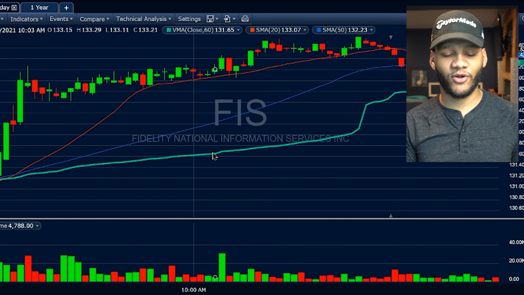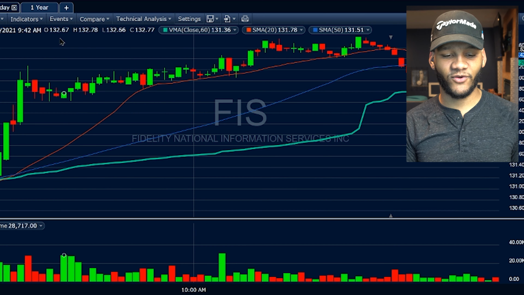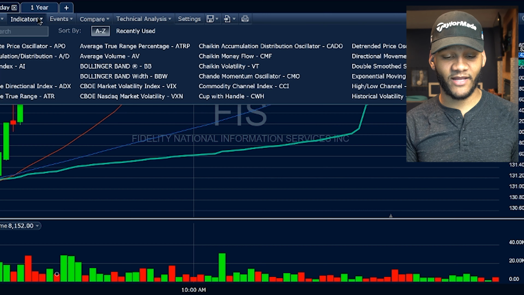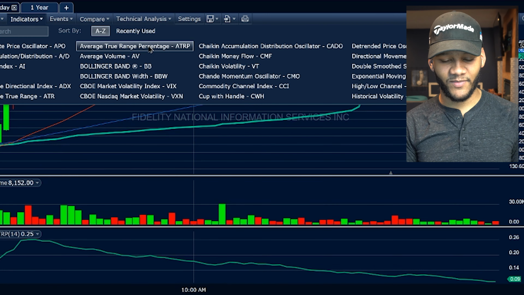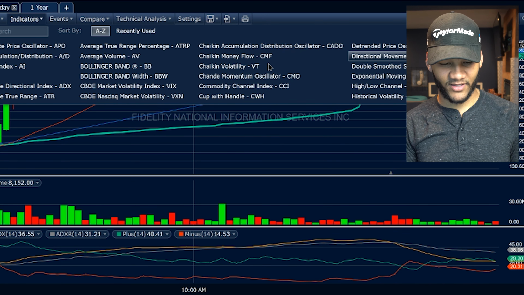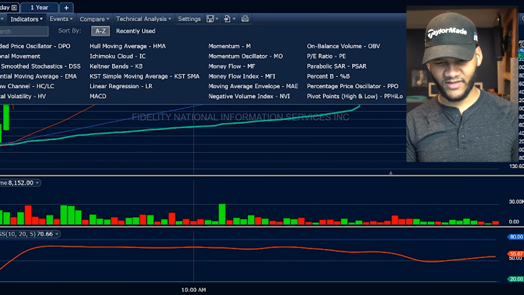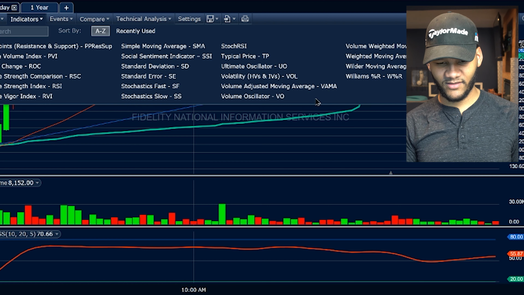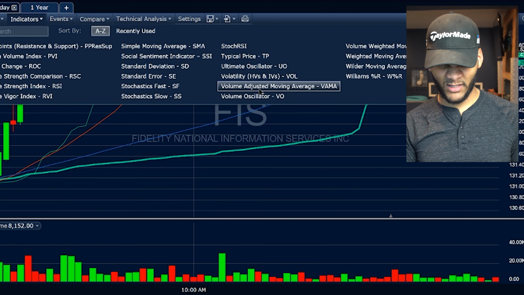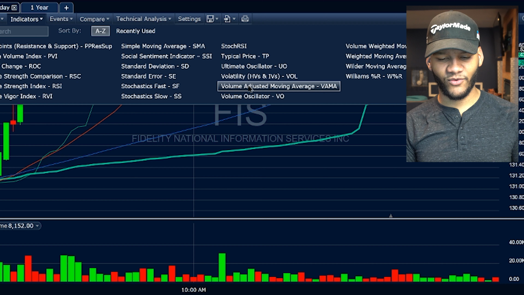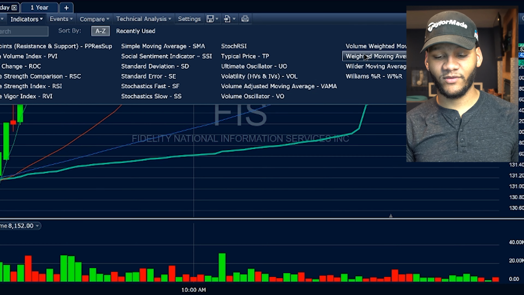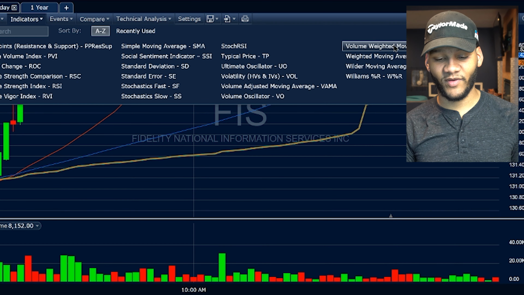You would see that as this teal line that's right here. If you put that on your chart, you would get the same thing. If you're using Active Trader Pro, you can go up to indicators and just select the VMA, wherever it actually is. Somewhere here. It's probably going to be in the V's. So you'll see a volume adjusted moving average, or a volume weighted moving average.